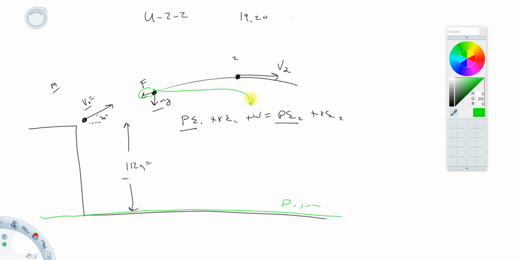So the question says, how much work did it do? So this is really what it's asking for. Your PE1 plus KE1, that's a number that you already have from part A. At position 2, they tell you enough information to calculate your PE2 and then your KE2, and then you can solve for this. So that should get that done.